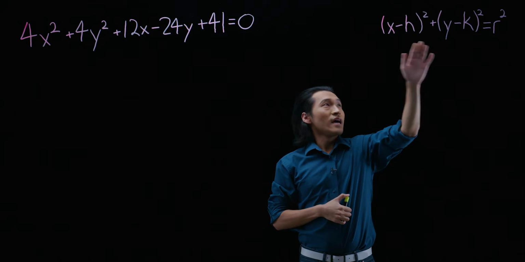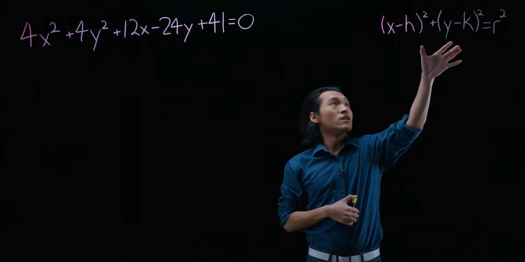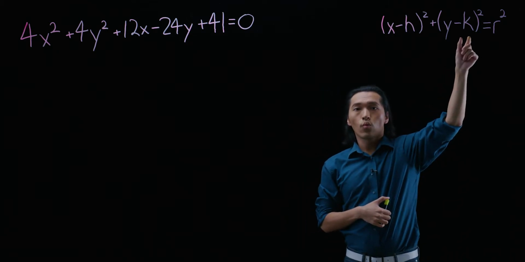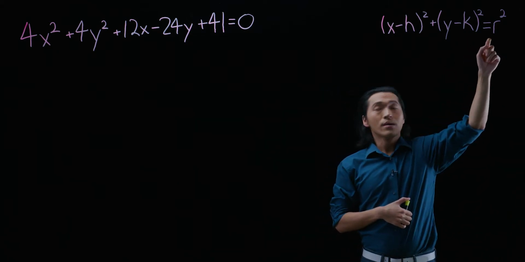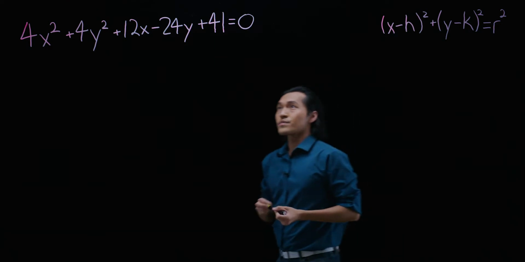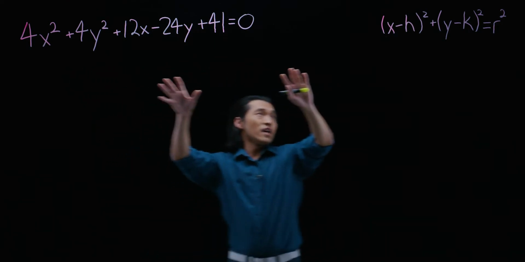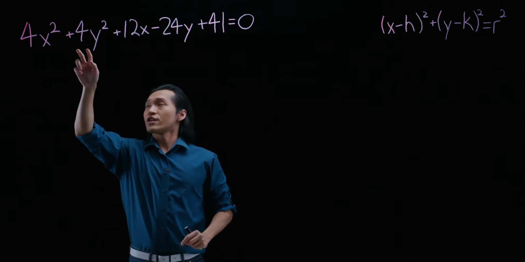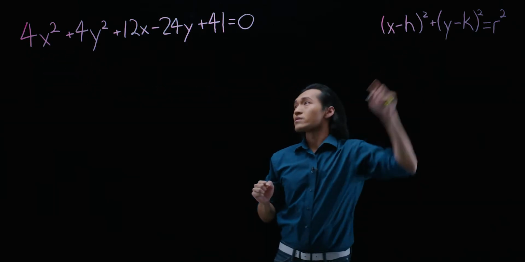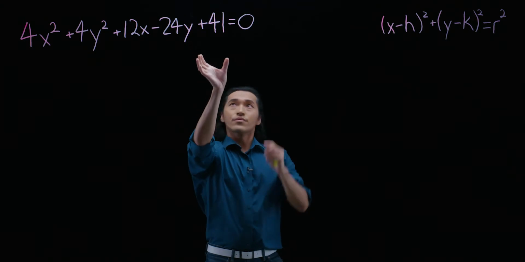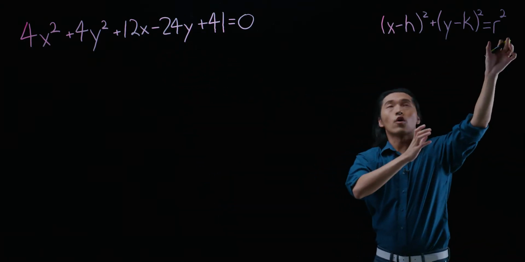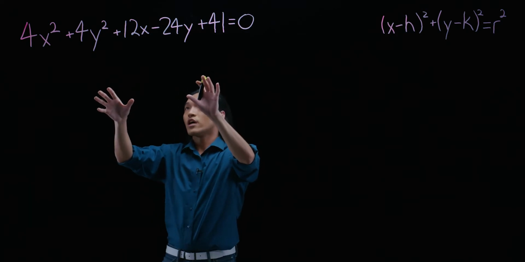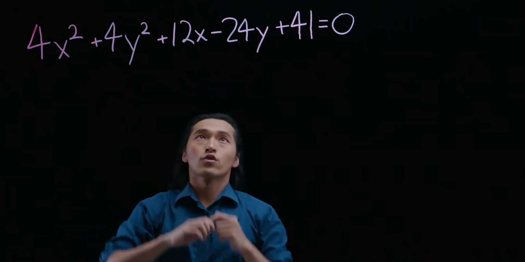Remember, h and k are the coordinates for the center of the circle, h being the x coordinate of the center and k being the y coordinate of the center, with r meaning the radius of the circle. So in order to rearrange it into this format, we need to remove the coefficients in front of the x's and the y's, and we also need to shift some things around so that we have an r squared on the other side. So to do this, we need to complete the square for the x's and for the y's.